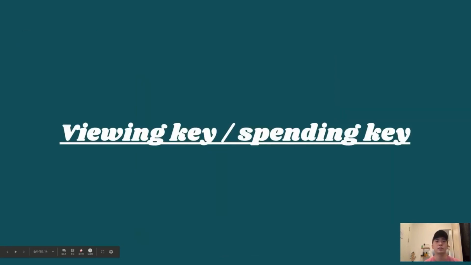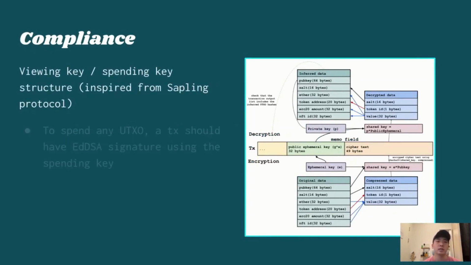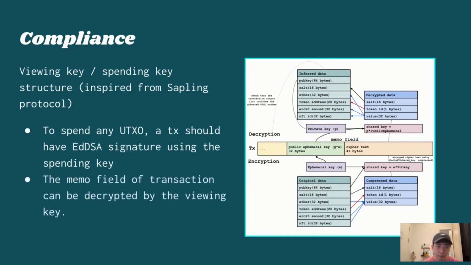Also, Zkopru has a compliance compatible system just like Zcash. Honestly, we were inspired by a lot of things from Zcash, and so we implemented the viewing key and spending key systems just like the Zcash protocol. To spend any UTXO, a transaction should have a signature using the spending key. And anyone who has the viewing key can decrypt the memo field of the transaction.